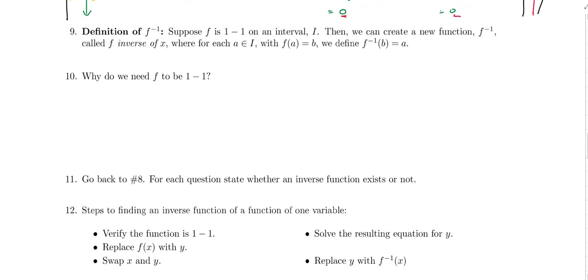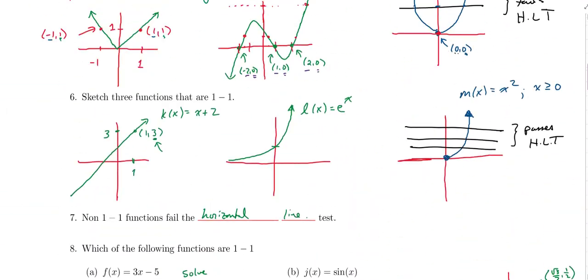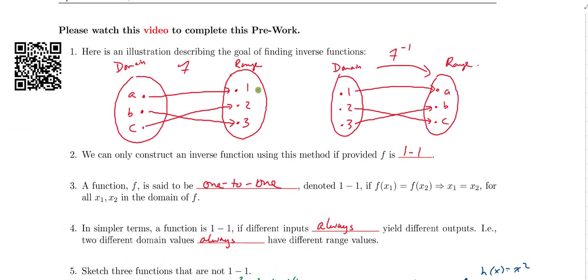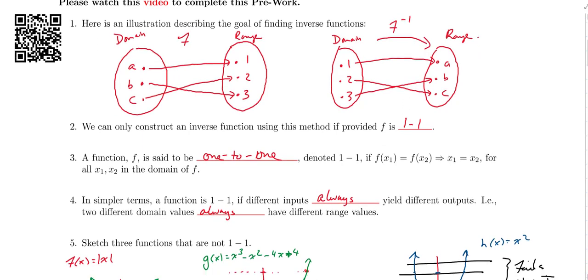Okay, so here is the definition of the inverse function, and it's actually precisely what we said on this first page. The inverse function is the function that takes this: in the original function, a got mapped to the number 1. The inverse function is the function that takes 1 to a. That'll be the definition of the inverse function.